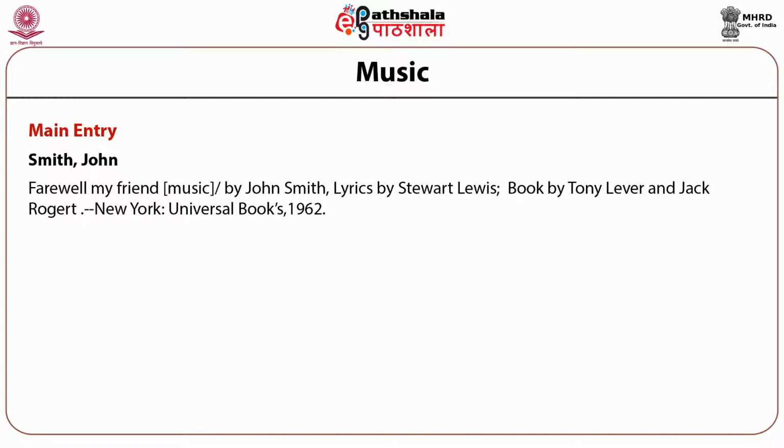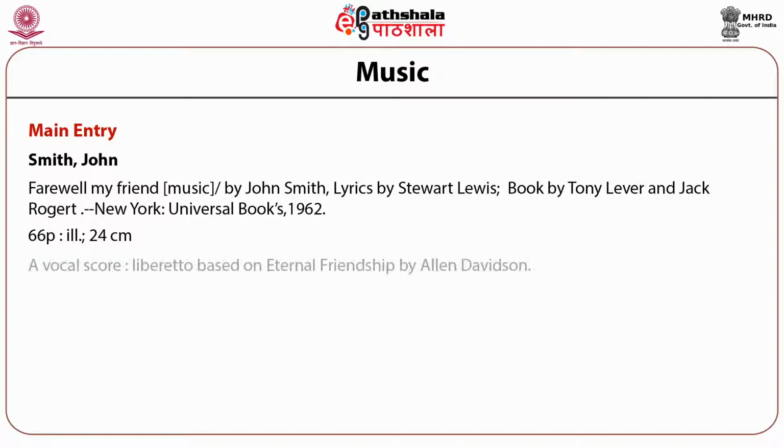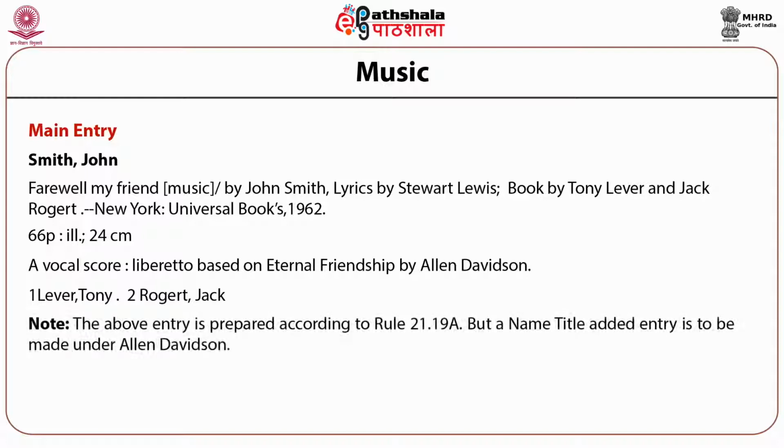Then what is the physical description? 66 pages, colon, illustrations, ILL stands for illustrations, then size 24 cm. Then the note section: it is a vocal score. What is written there? You just write libretto based on Eternal Friendship. Then this is called the tracing. First is Lever, Tony. Number 2, Rogot, Jack, because they are also responsible for this.